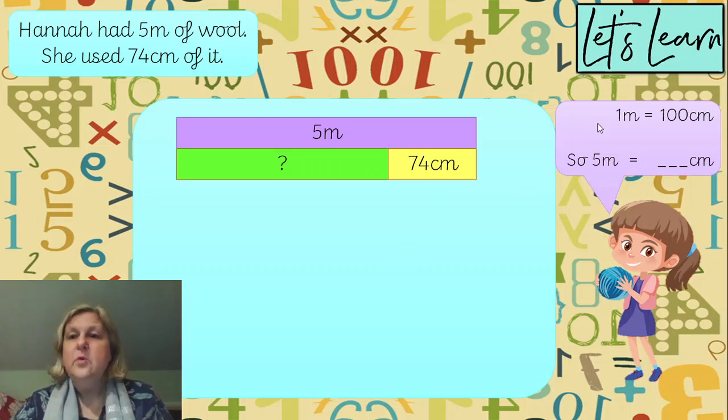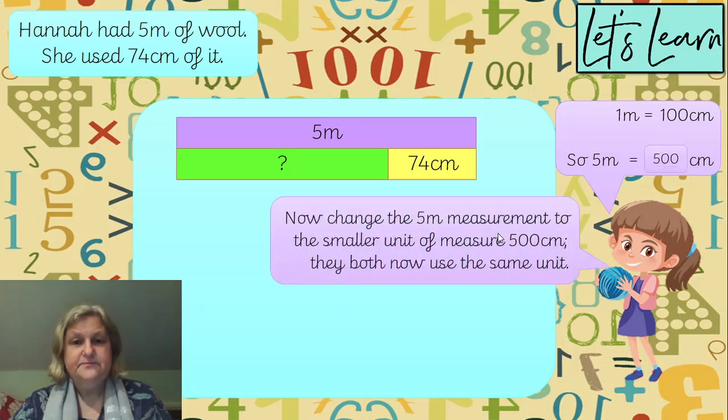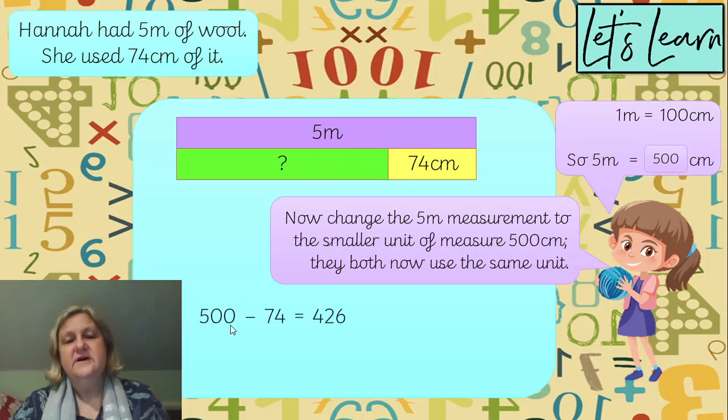So we know that 1 meter equals 100 centimeters, 5 meters equals 500 centimeters. So we can use our knowledge to change that into centimeters. Now they both use the same unit, so that 5 meters, you could even write that up there, equals 500 centimeters if you wanted to. And we're going to make the sum. So our number sentence here is going to be 500 take away the 74, and it's going to leave us with 426.